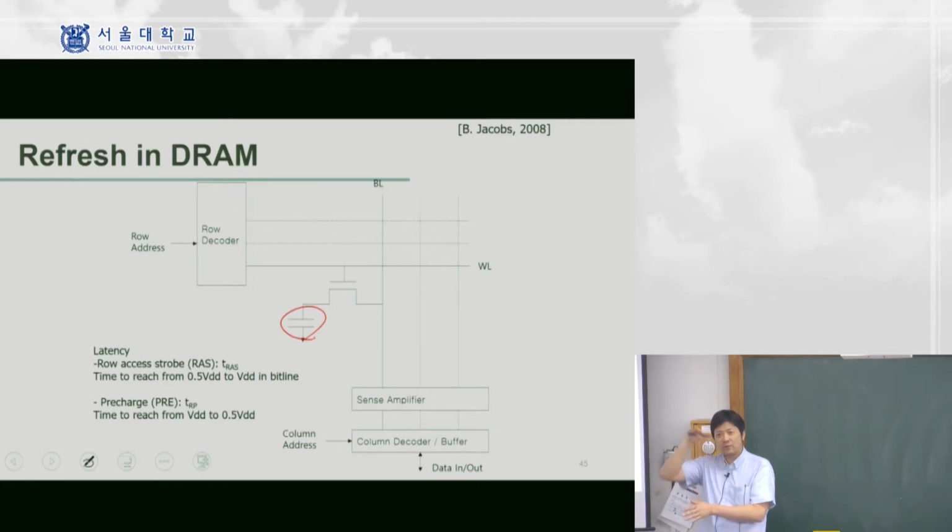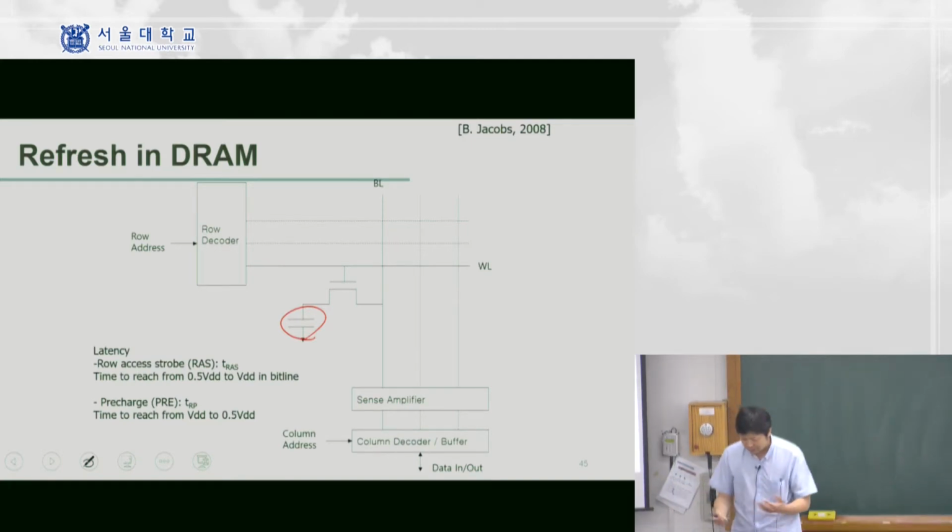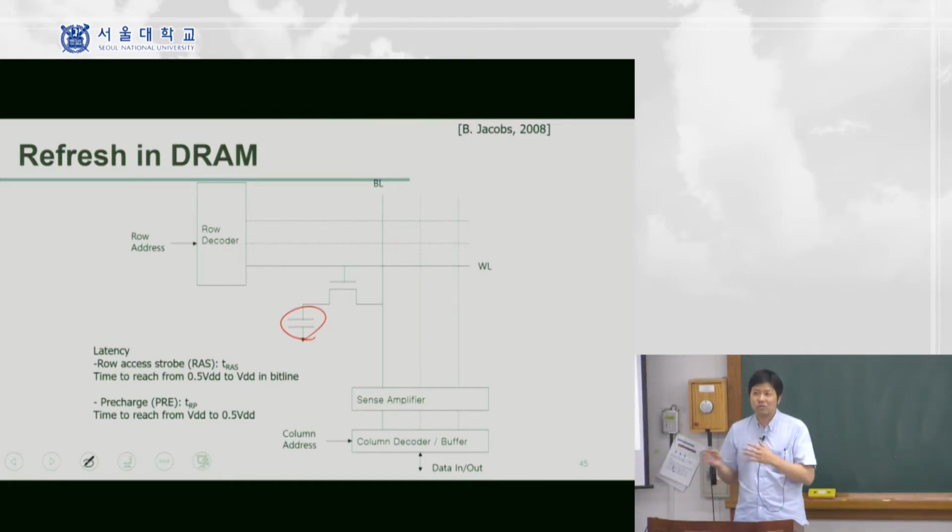Eventually, the value becomes 1 or 0, depending on the value of the cell, right? So now you recover the original value, and then you pre-charge again. You basically close the row. Then the cell now has a strong 1 or strong 0 again, right? So refresh is nothing but simply activate and pre-charge.